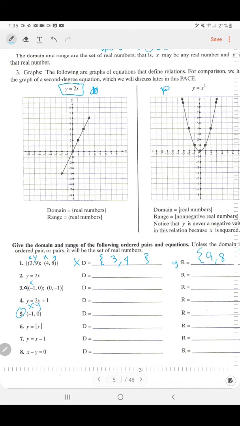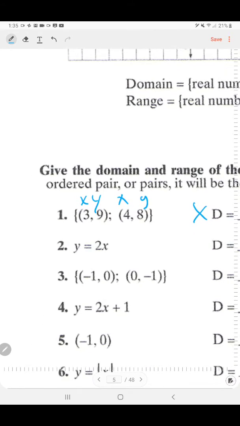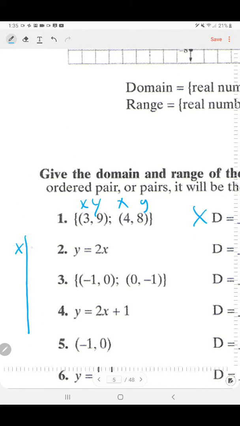For number 2, you're going to do an XY table. And we're going to use -1, 0, and 1. And we're plugging it in for x. So 2 times -1 equals -2. 2 times 0 is 0. And then 2 times +1 is +2.